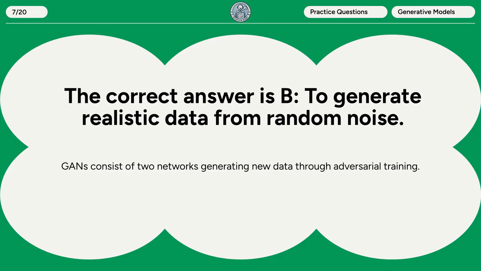The correct answer is B. To generate realistic data from random noise. GANs consist of two networks generating new data through adversarial training.